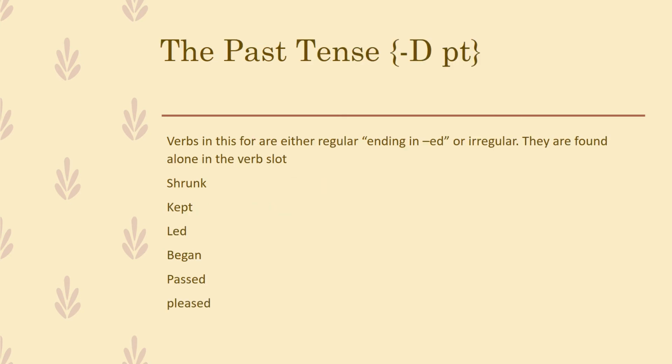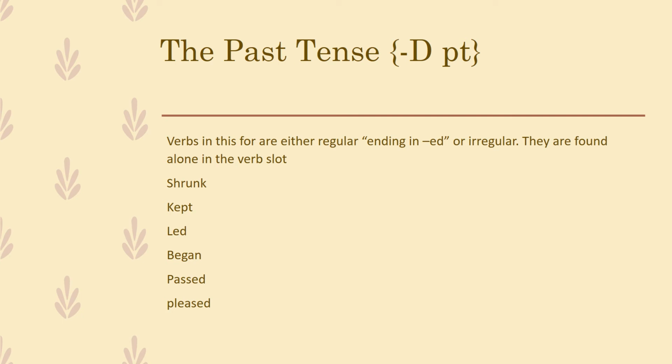The fourth form is the past tense. The past tense verb forms are numerous and they are divided into regular and irregular. Regular ends in ed, while the irregular has a change in the form. For example, shrink, shrunk; keep, kept; lead, led; begin, began. And the regular, for example, past, pleased, and others.